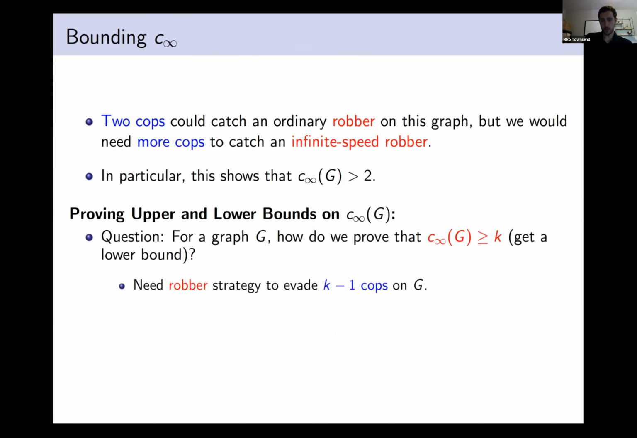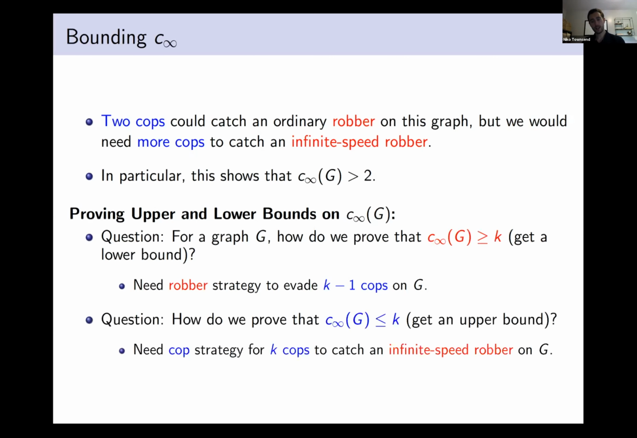So in order to prove that our infinite speed cop number is equal to K, we need two things. We need to prove an upper bound and a lower bound. So how do we prove the lower bound? That means we need to play from the robber's perspective to evade one fewer cops, so K minus 1 cops. And on the other hand, how do we find an upper bound for C sub infinity? That's where we need to play from the cop's perspective, play K cops and show that we can catch the infinite speed robber in a finite number of moves.